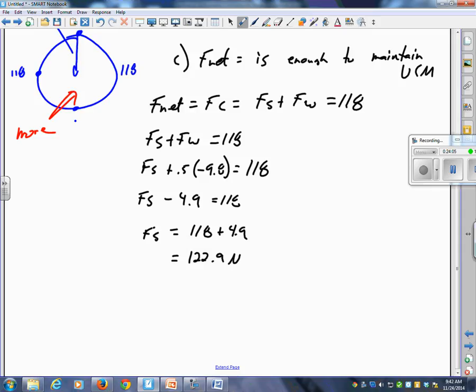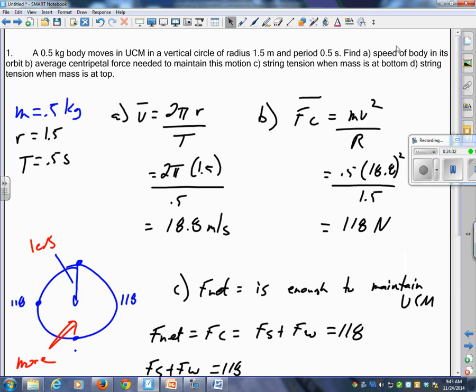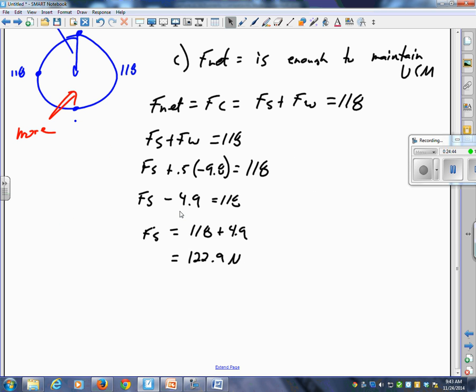Does that make sense? Remember, the string tension at the bottom must be greater. Is it greater? Yes. I'll let that just sink in for a second. The string tension at the bottom is going to be greater, which it is, 122.9. In fact, how much is the string tension going to be less than 118 at the top? It is if it's traveling at its critical velocity, but this one isn't. It's traveling faster than it has to be. Okay, this is not the critical velocity. In fact, we'll do that in part E. We'll figure out the critical velocity. I've never thought of that before.